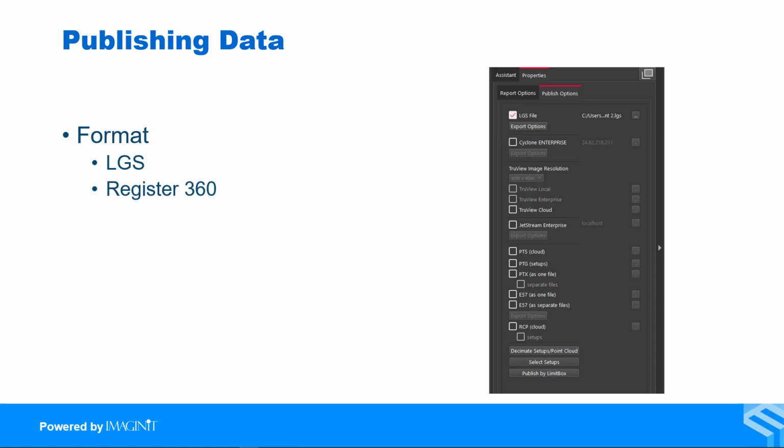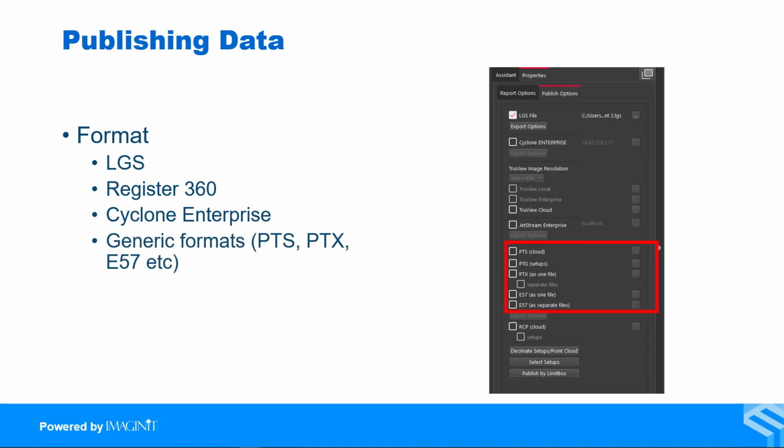Register 360 provides the ability to publish the point cloud and then attach the data directly to CloudWorx for Autocad or CloudWorx for Revit. This means there's no need for an extra file. Soon, Leica will be offering a new software that has more capability than we can mention here. The offering will be named Cyclone Enterprise. We also have the option to export to a variety of formats so that the data can be taken to a software that doesn't accept the LGS file.